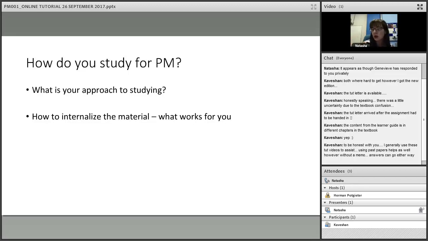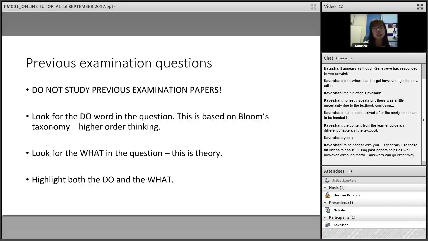And this is where a lot of students fall flat. They don't spend enough time with a module in order to prepare for the studies. Just to work through the textbook and the learner guide is not going to help you prepare. Okay, so generally sit and summarize.